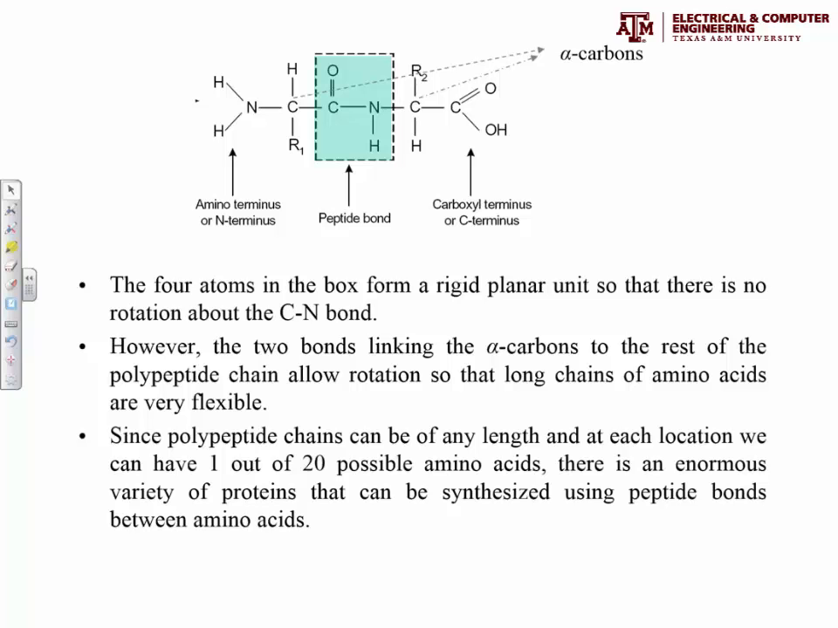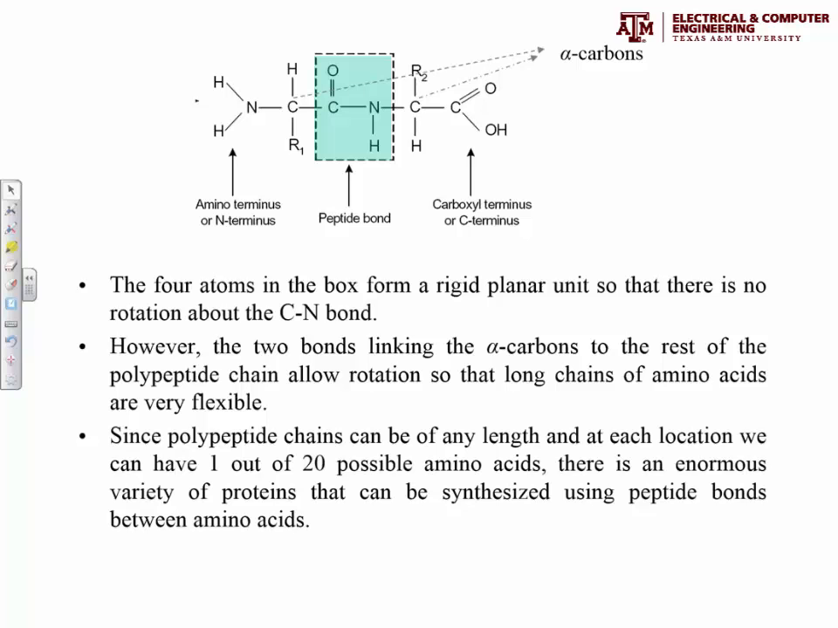Right, and this is the same picture that is repeated here. Amino terminus on one side, carboxyl terminus on the other, and then there is this peptide bond. Okay, and these two guys, C and C, are the two alpha carbons coming from the two amino acids that we have linked together. Now the four atoms inside this block, the C, N, O, and H, form a rigid planar unit so that there is no rotation about the carbon-nitrogen bond. Okay, that's just the way it is.